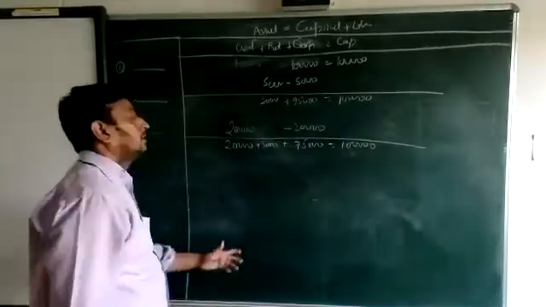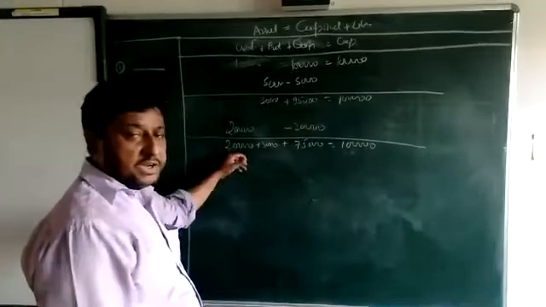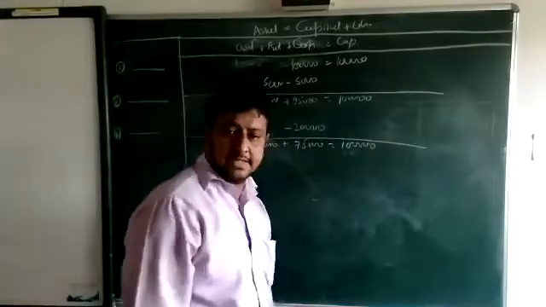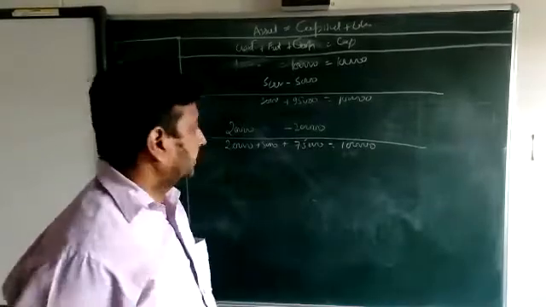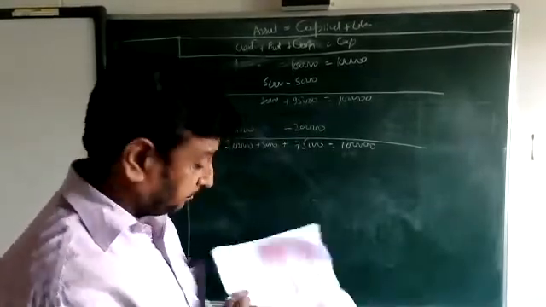Equal, beta. 75, 80, 20, 1 lakh and 1 lakh. That's it. Both sides are equal. Okay. Clear? Then go for the next.